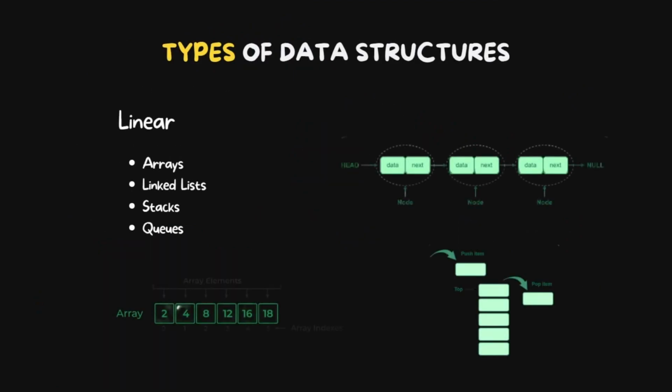There are two main types of data structures: linear and non-linear. Linear data structures include arrays, linked lists, stacks, and queues. In these, data is stored sequentially, making it easy to traverse one element after another. For instance, an array is like a row of lockers where each locker holds one item and can be accessed by its number.